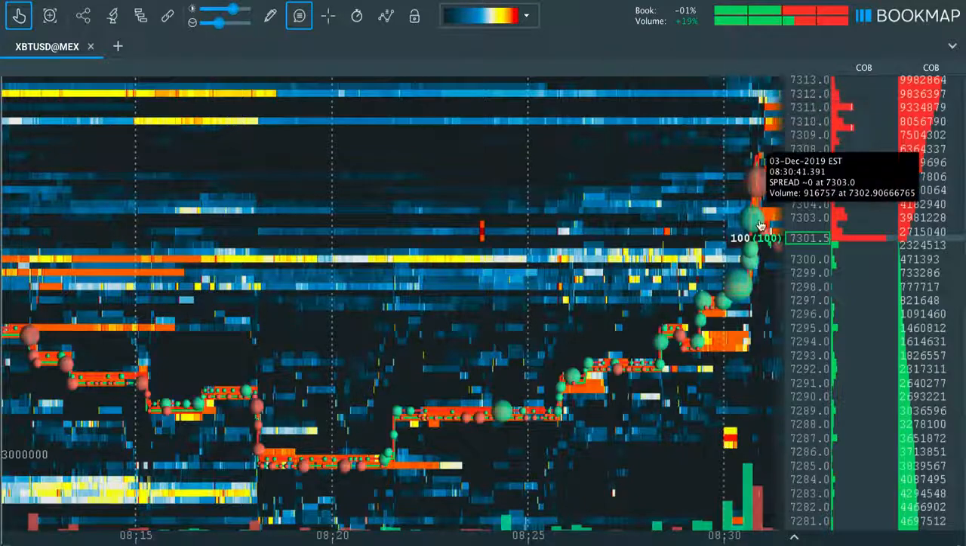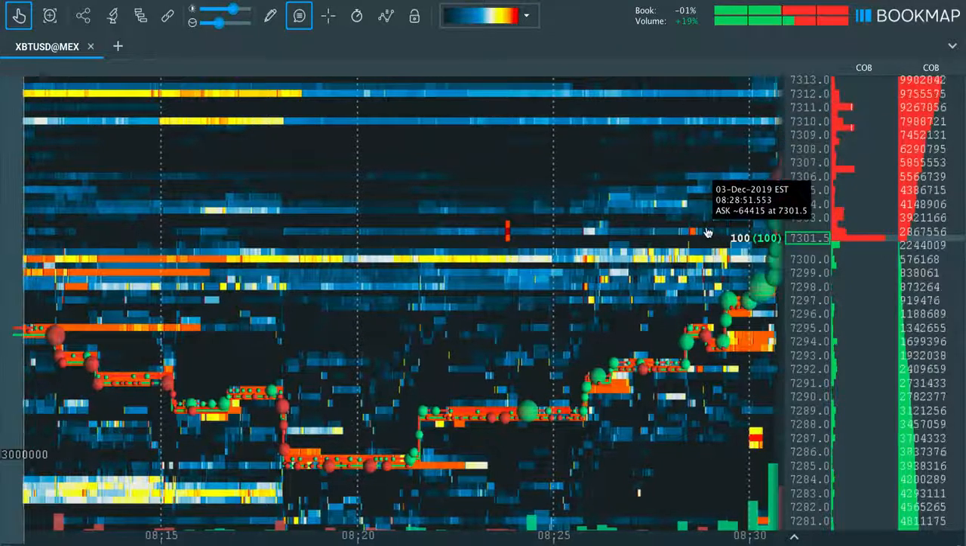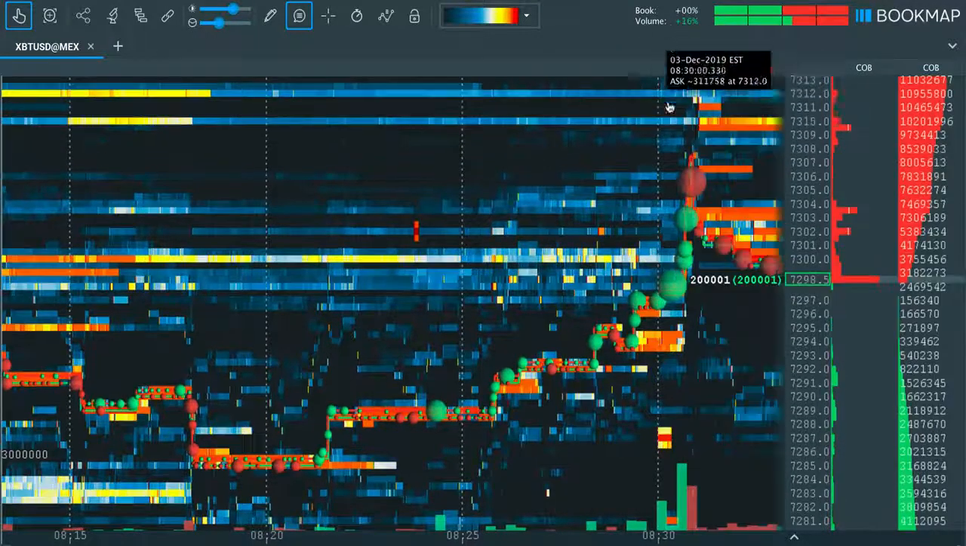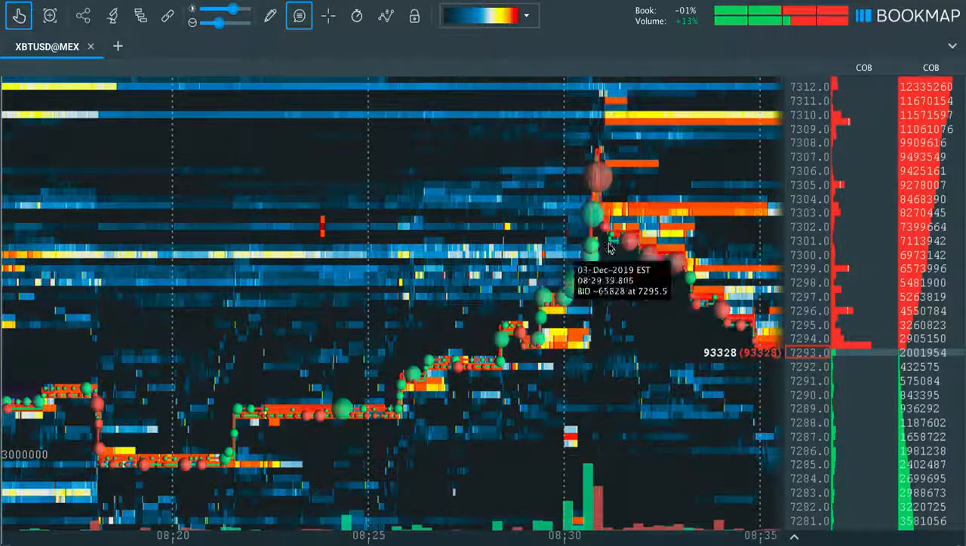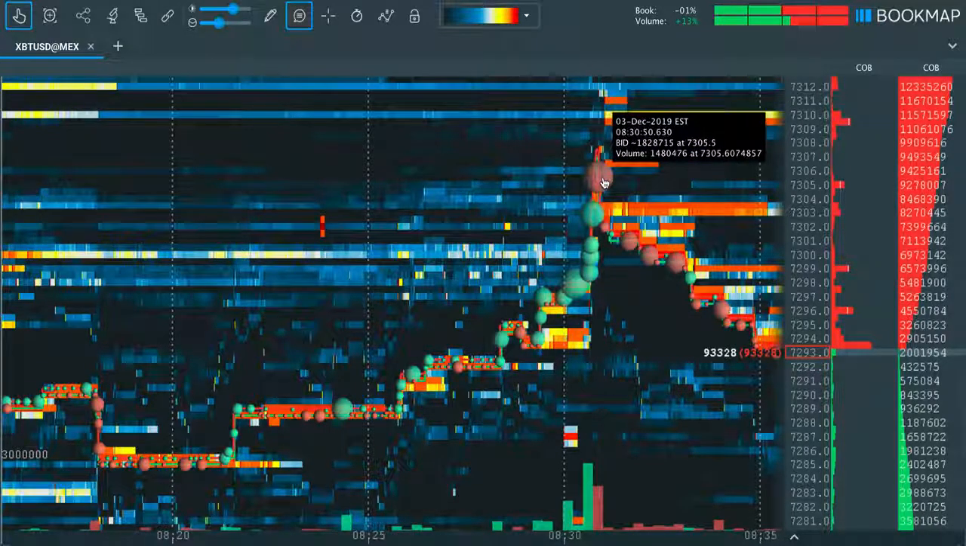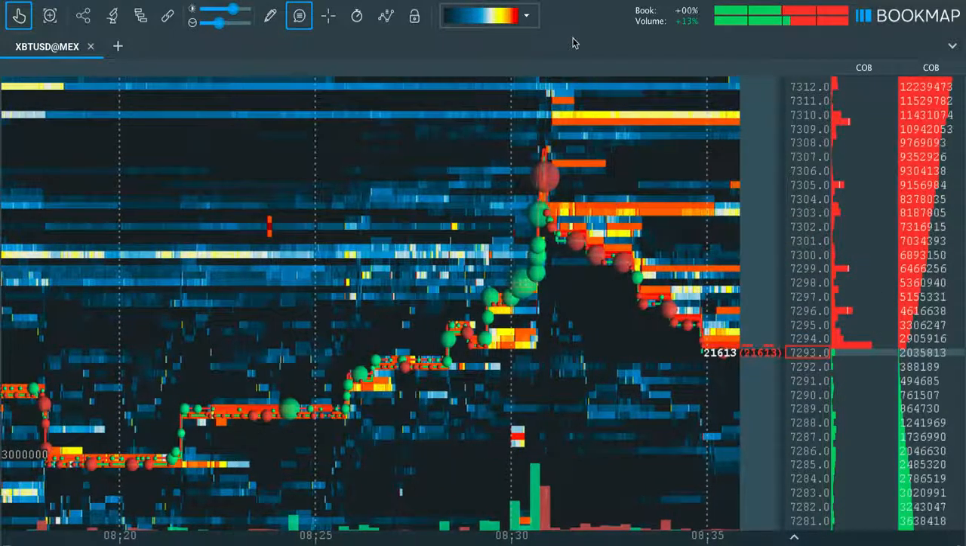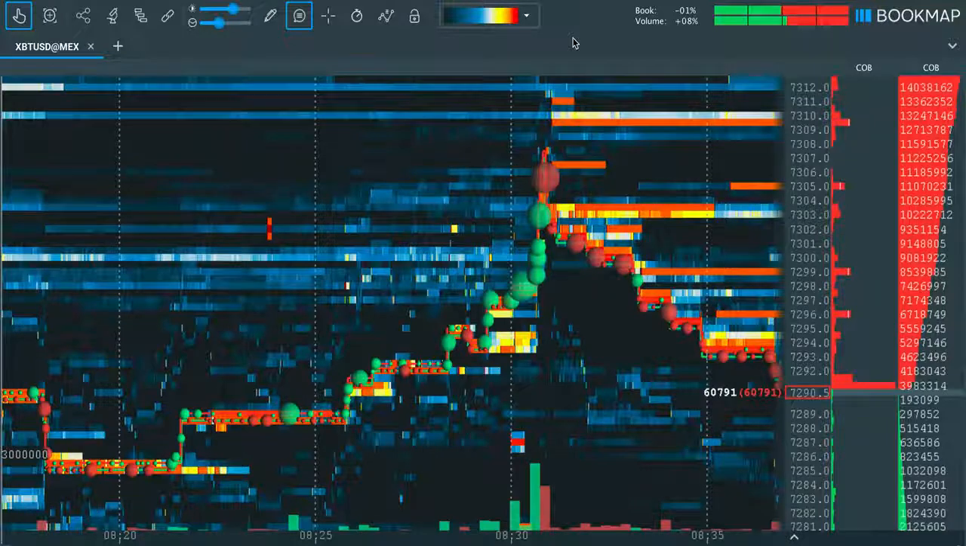And 7,300 breaks right there. It's kind of hard to see because of the zoom, but 7,300 broke right here. We went to a price high of about, what is that, 7307.5, as you can see. And right when we got to the top, we actually saw a 1.48 million sell. So this is a pretty bearish sign. And overall, it looks like supply just became quite strong.